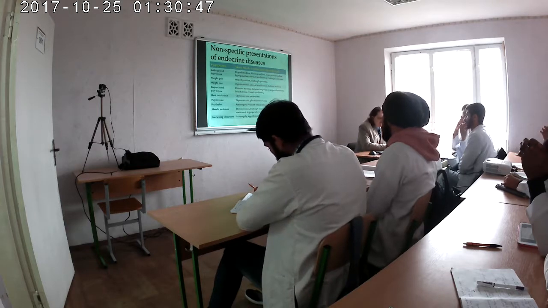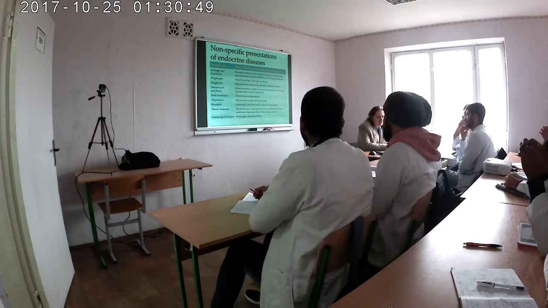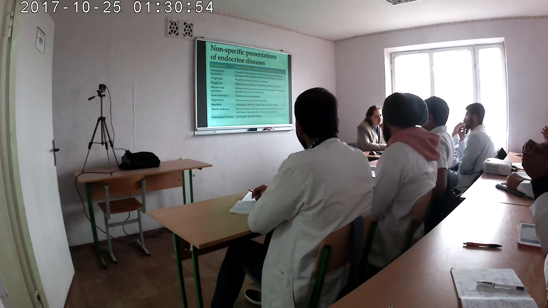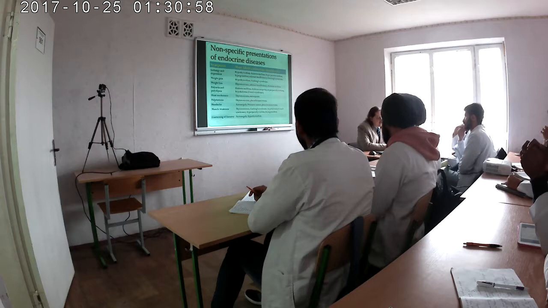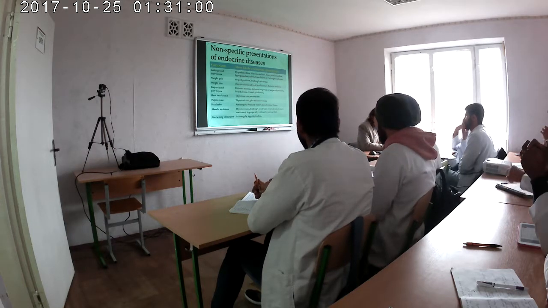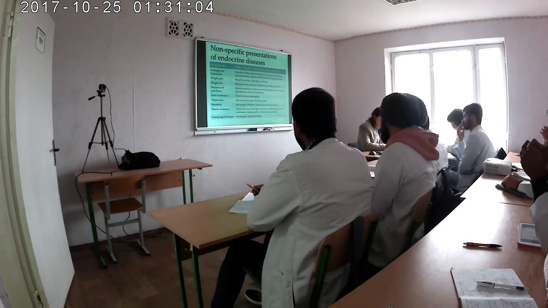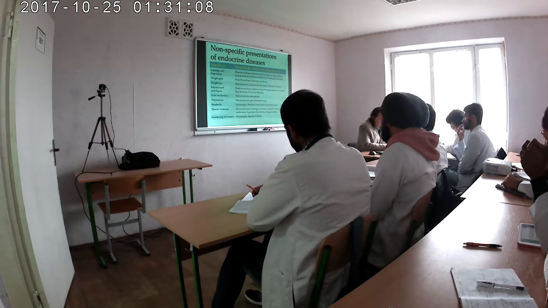Polyuria and polydipsia, main symptoms of diabetes, both mellitus and insipidus. Diabetes insipidus, in case you're wondering, that's a deficiency in vasopressin. Hyperparathyroidism and Conn syndrome, which is hypokalemia. Heat intolerance, thyroidectomy, menopause.